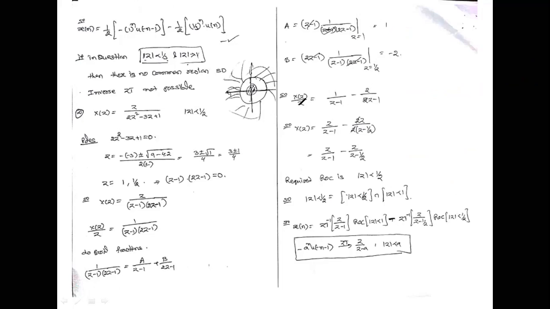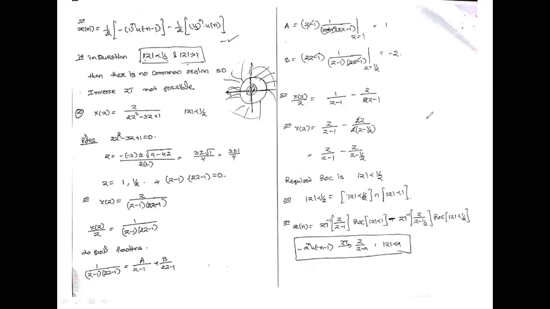So in the left hand side, X of z by z is there. Cross multiply the z. X of z is equal to z by z minus 1 minus 2z by 2z minus 1. Take this 2 as a common here, z minus 1 by 2, 2 to get cancelled.